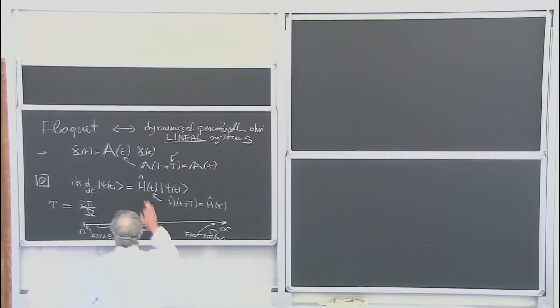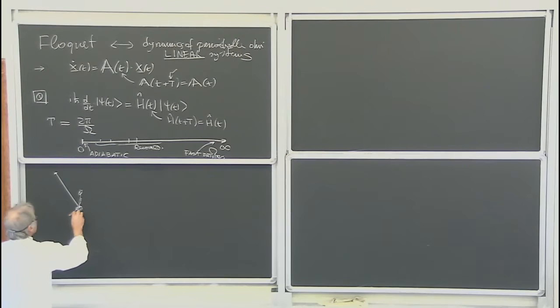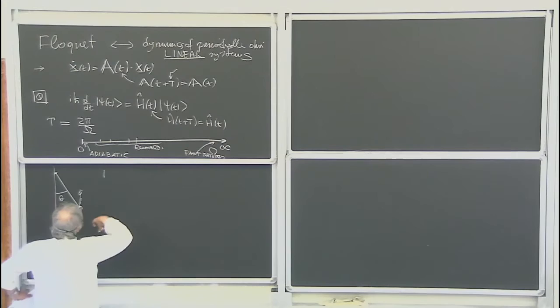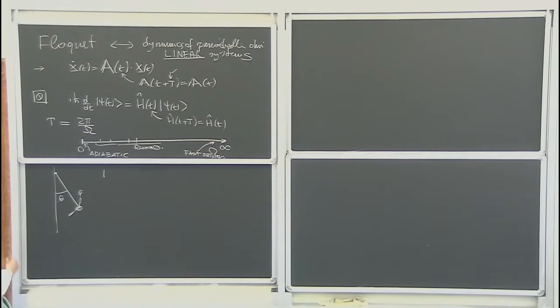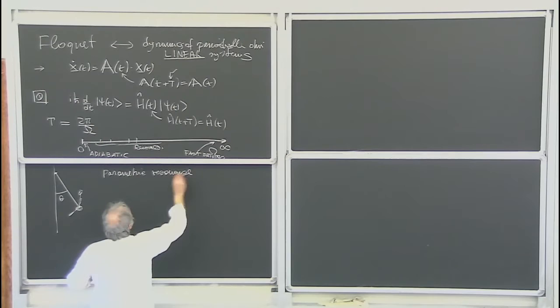Okay? Now, I will start from a very simple problem, which is the problem of the swing, okay? As you know very well, you can oscillate in a swing by just, for instance, moving up and down in a concerted way when you go forward and backward in such a way as to excite the swing. This is called parametric resonance. Okay? So the parametric resonance is essentially the following.